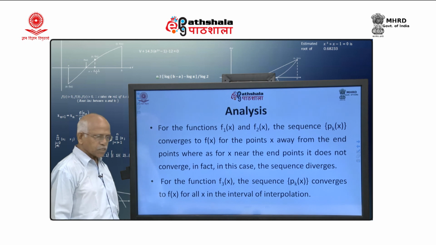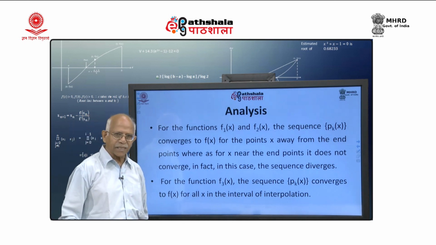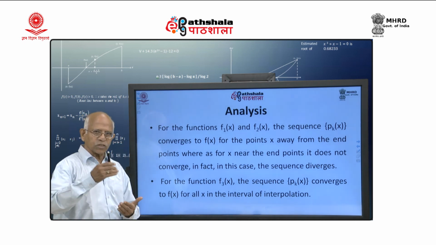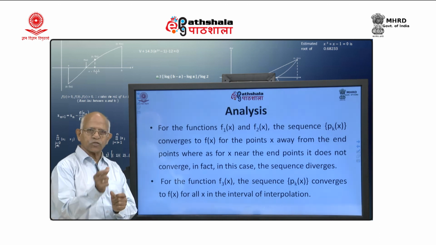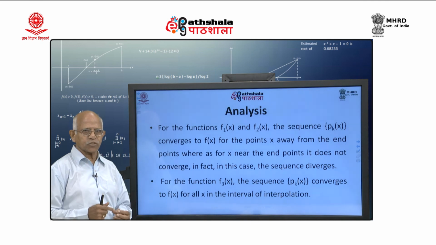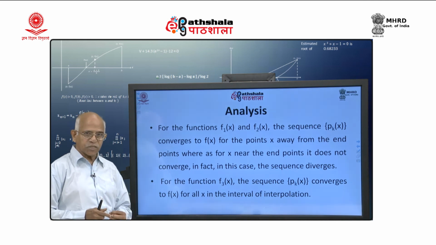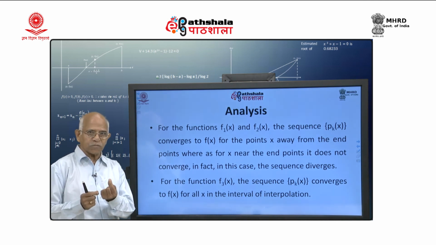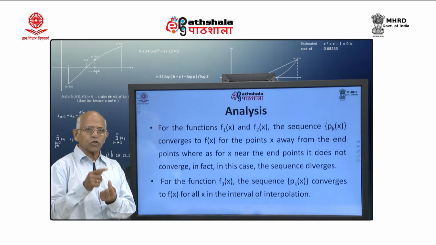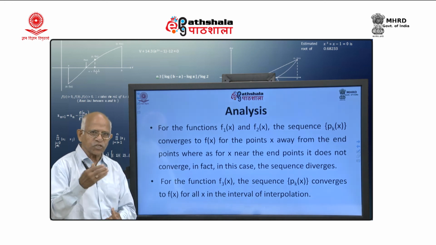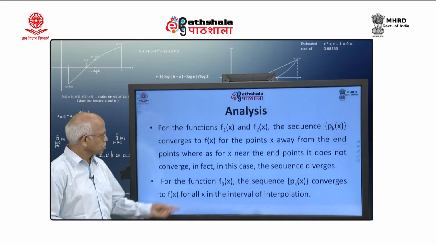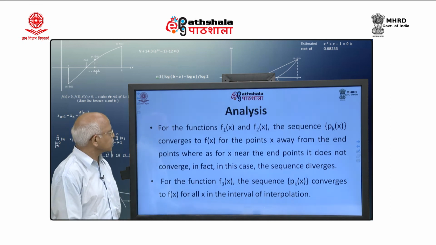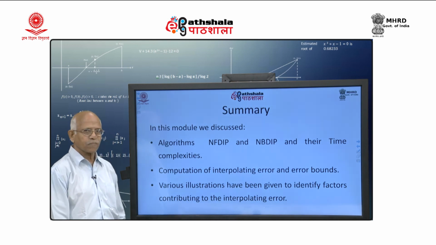So, you can see that the error depends not only on the degree of the polynomial, but also on the step size, on where you want to estimate the value, and on the form of the function whose approximation you are finding. So, this is what we can conclude: these are the factors contributing to error.